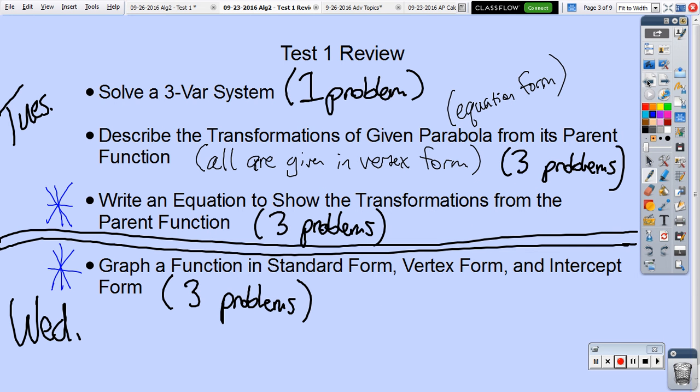So this is the test. The test is on Tuesday. You have part 1. You have to solve a 3-variable system. There's only one problem like that. Okay.